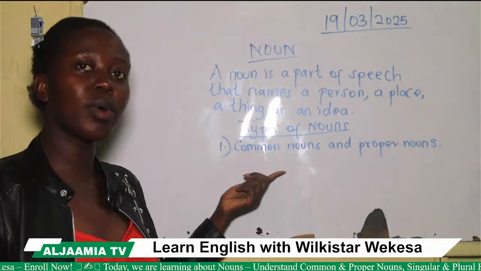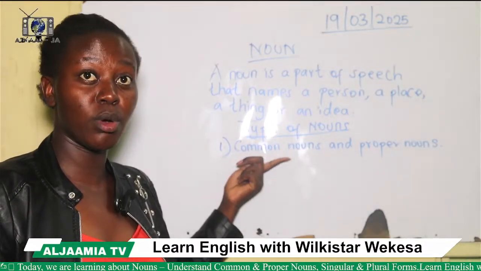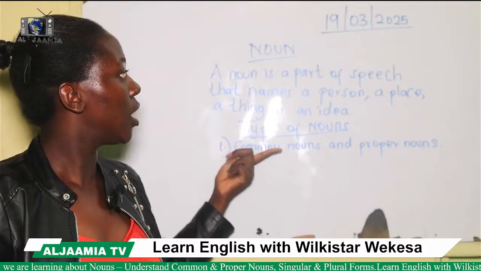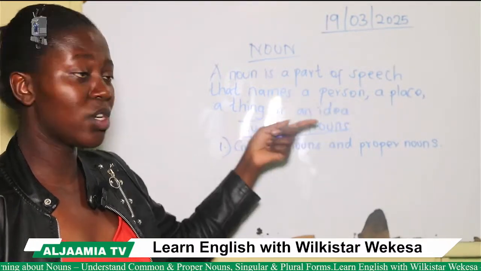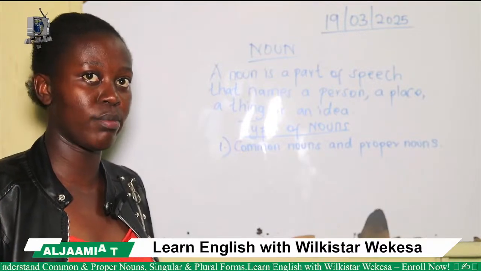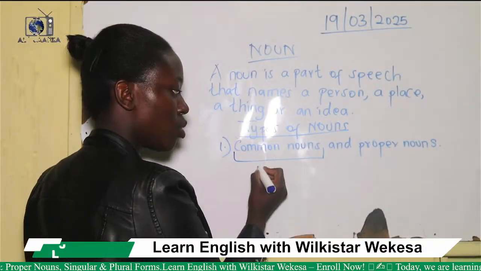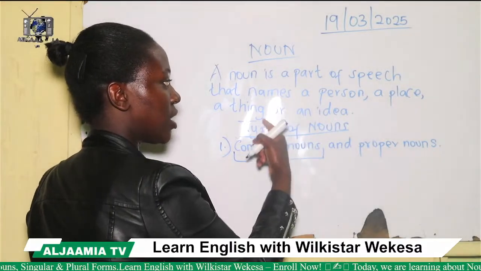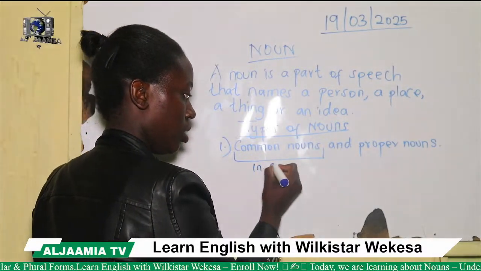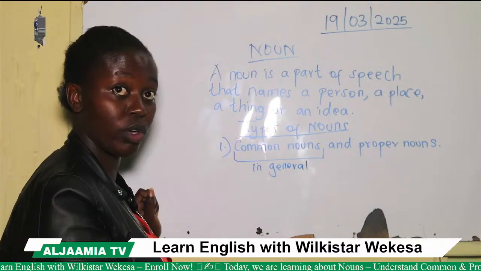Under these common nouns and proper nouns, we normally say common nouns talk about people, places, a person, a place, a thing, or an idea, but in general. So you are not being specific of whoever you're talking about. For example, under this common, I've said this one talks about person, place, thing, idea in general. In general means you're not being specific of whoever you're talking about.